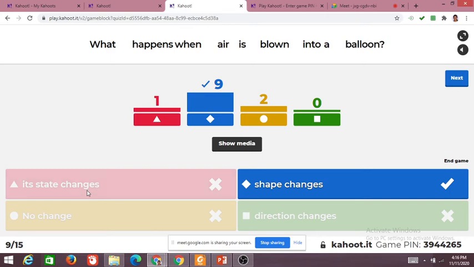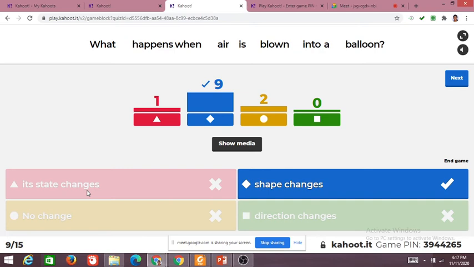The state of the object is like at rest or motion. So two states are there, rest or motion. When air is filled into a balloon, it's already not moving, so it's at rest. If you inflate a balloon, it won't move, correct? If you push or throw it, then only it will move. So there is no change in the state.